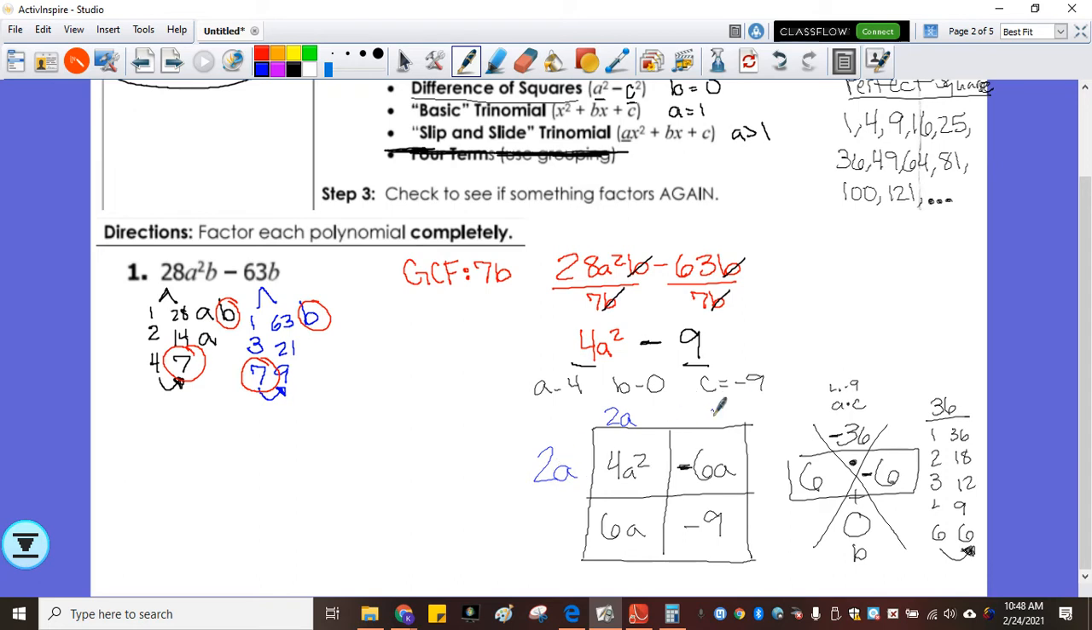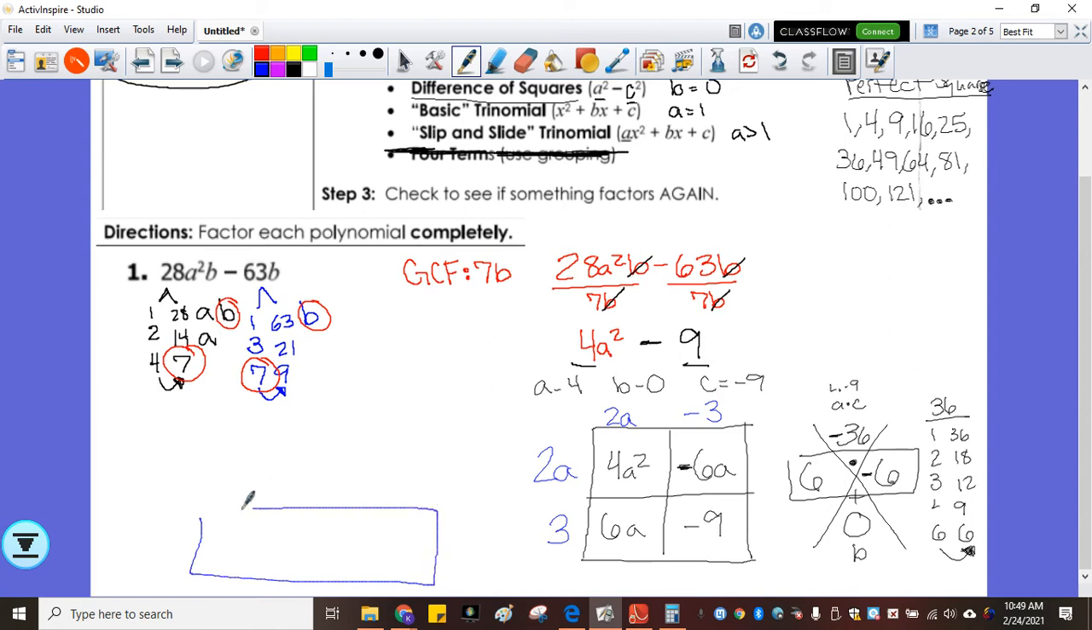2a times what gives me negative 6a? Or if you don't like multiplying, you can think of it as division. So it's negative 6 divided by 2. Negative 3. So negative 3 times 2a is negative 6a. So 2a times what gives you 6a? Again, 3. And if you don't like multiplication, you can do division. 6 divided by 2 is 3.